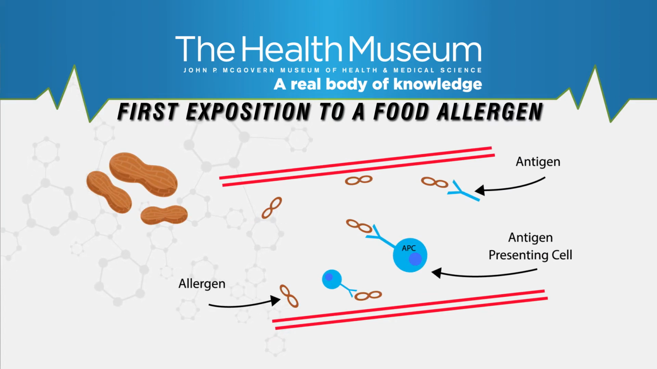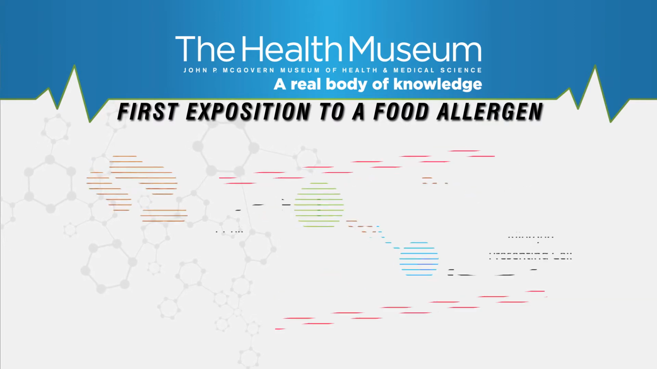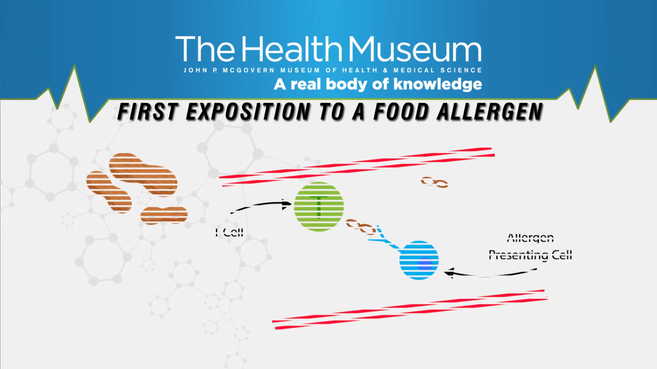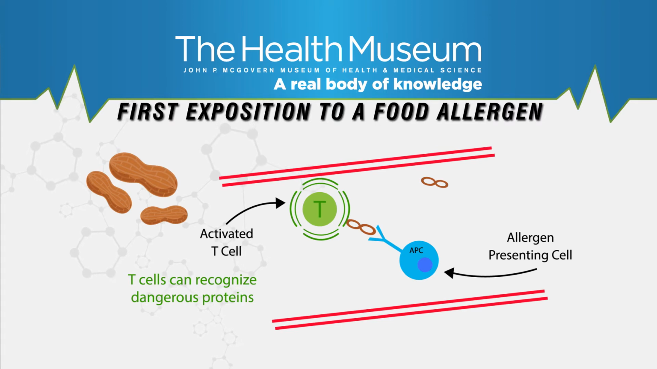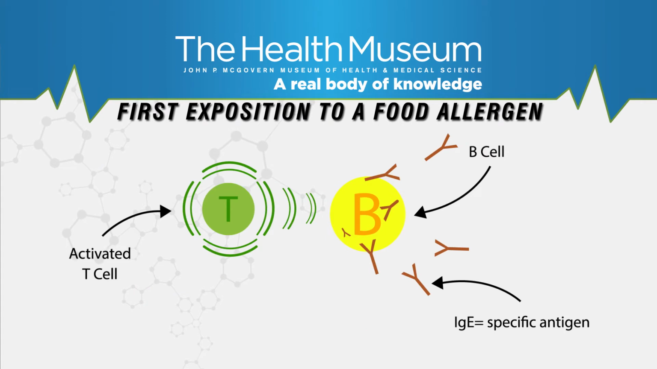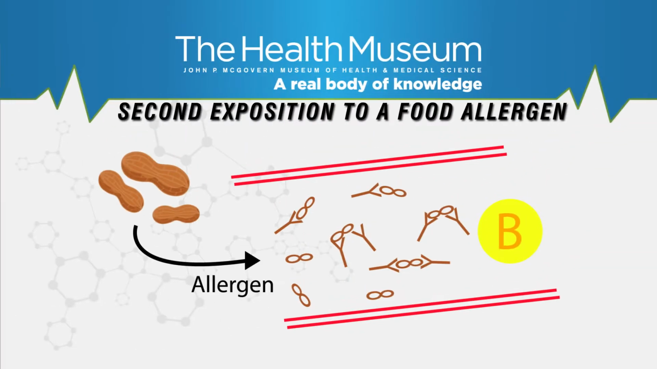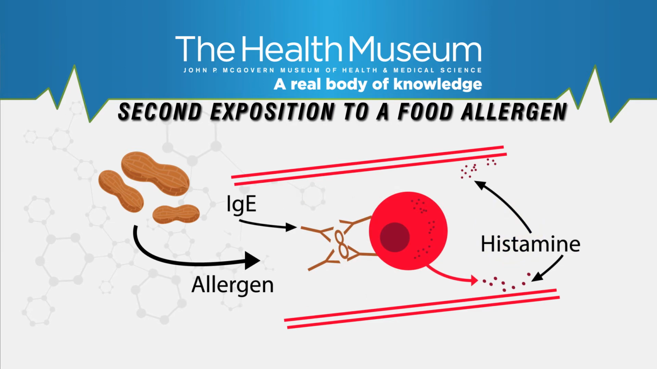cells. The antigen or allergen-presenting cells will present the allergen to T cells, which can recognize the food protein to be dangerous. The T cells can release chemicals into the bloodstream that will activate B cells, which can produce a protein against the food allergen known as IgE. The IgE, made specifically for the food, will bind to allergy cells known as mast cells and basophils.